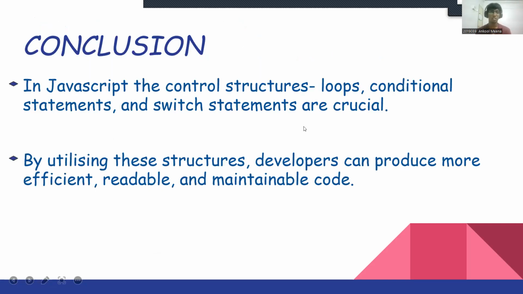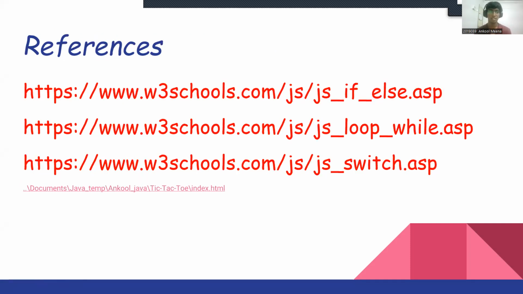So in conclusion, in JavaScript, control structures, loops, conditional statements, and switch statements are very crucial for a programmer to learn. So they can write programs and code according to their needs and easily manage it. And by utilizing these structures, developers can produce more efficient, readable, and maintainable code. These are the references for my task.